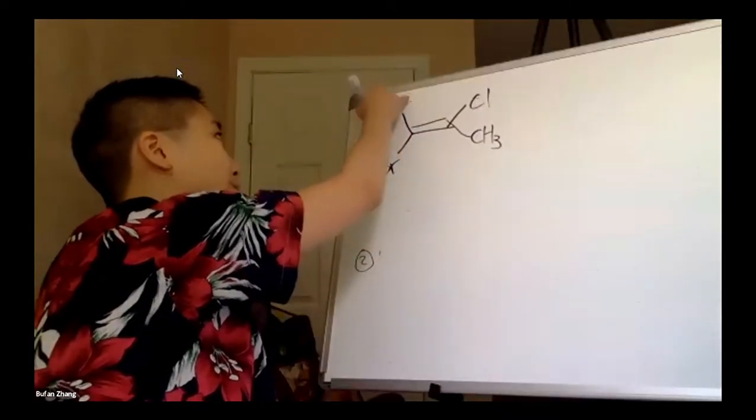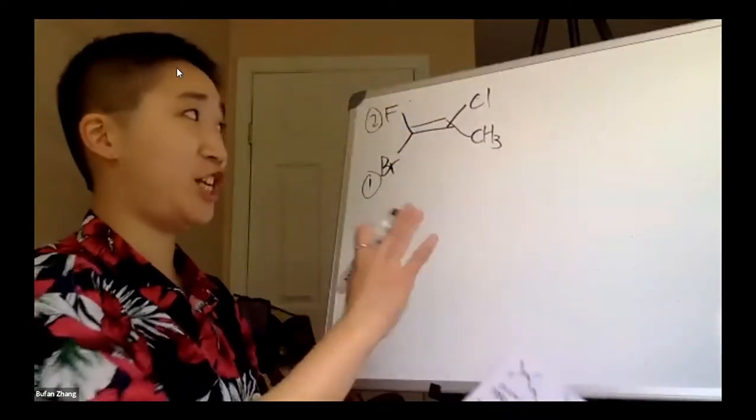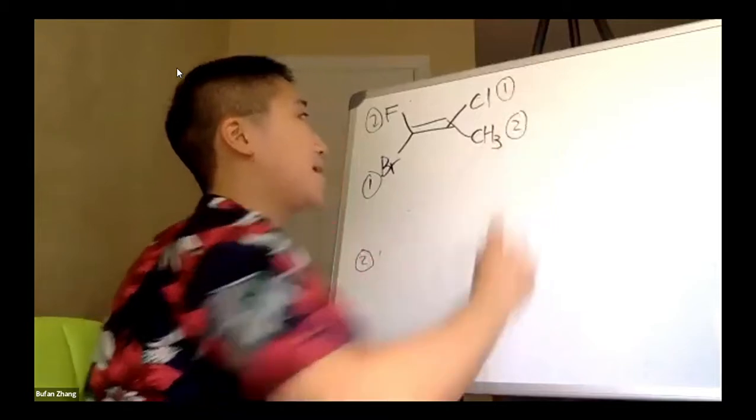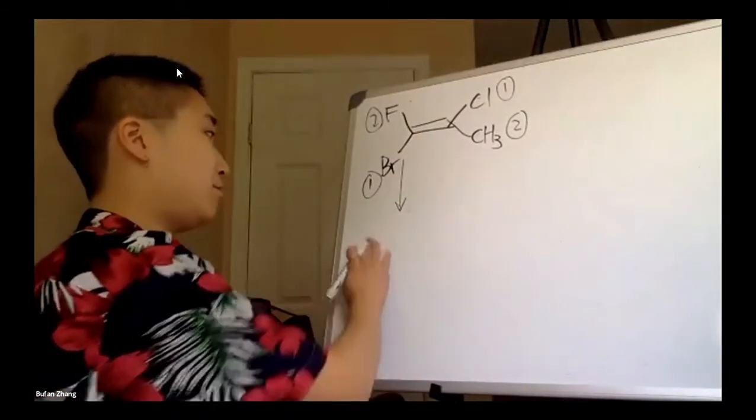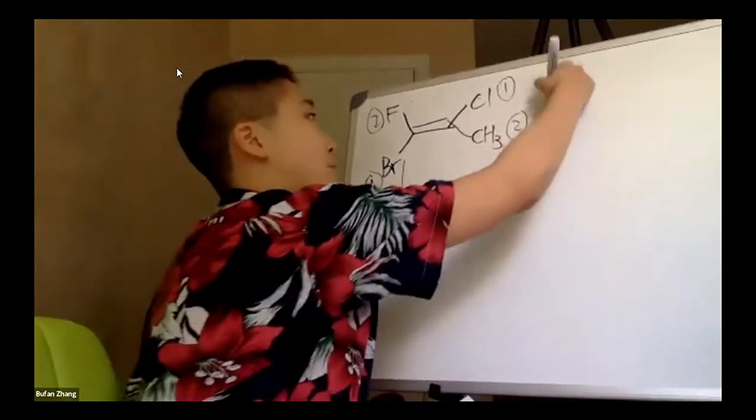The bromine. The bromine has higher priority. Good. So fluorine gets number 2. What about the right-hand side? We just did it. Chlorine. Yes, thank you. Chlorine has higher priority and methyl gets number 2. So this time, my left arrow is going to point down, whereas my right arrow is going to point up.